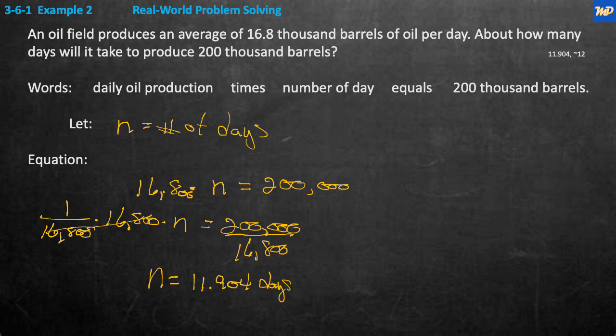Now they don't ask us to round it, but since this is about how many days, we're going to round. We have to round up because this is 11 days plus almost another whole day. So this is approximately equal to 12 days.